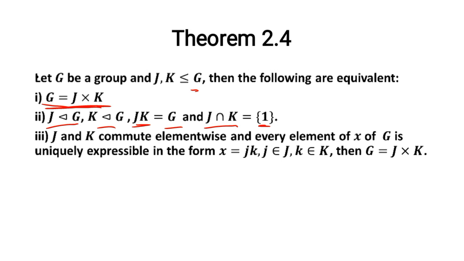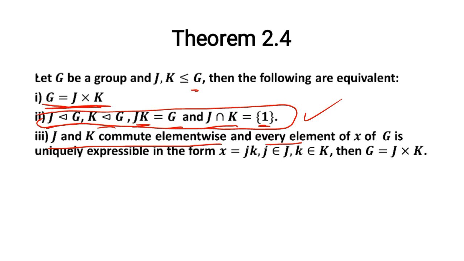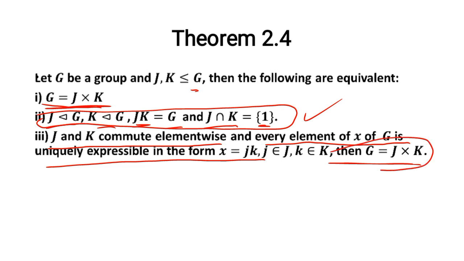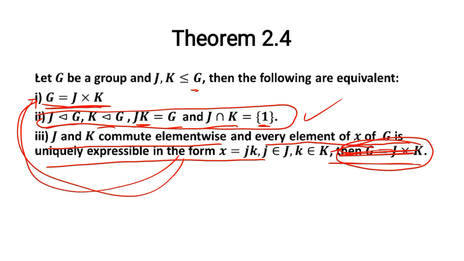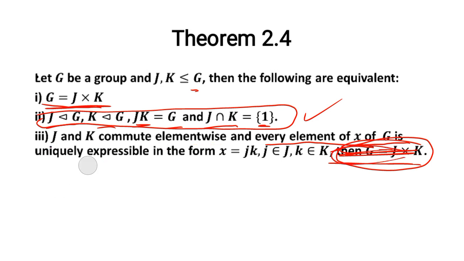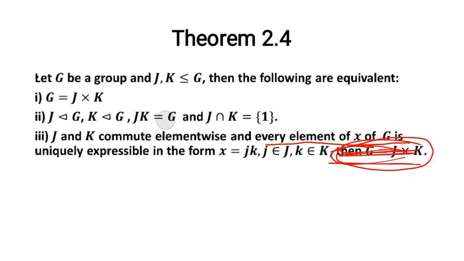And the second one says that once you have this, then it must be true that J and K commute element-wise, and also that every element X of G is uniquely expressed in this form. And when that happens, then you have a direct product. So the direct product, I shouldn't have this statement here. This shouldn't be here, because this gives us this. So this part gives us this, not so direct like that. You can check your lecture notes, the hard copy, and you'll see. So like I was saying, this shouldn't be here.